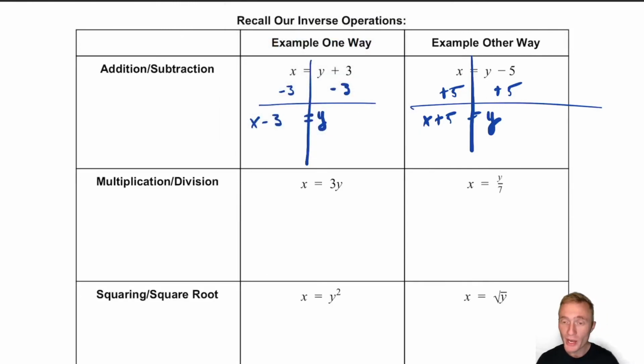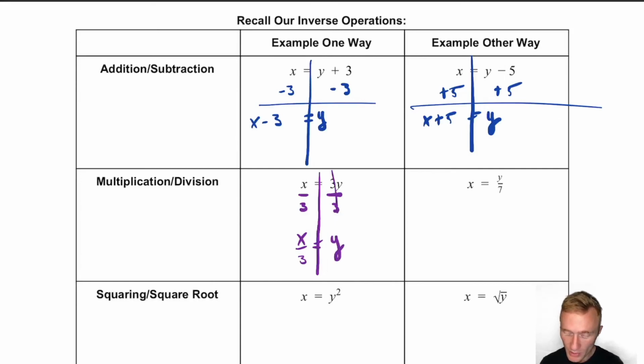Next pair, multiplication and division. To undo 3y, which means 3 times y, we do division. If you multiply by 3, then divide by 3, you are back where you started. So we divide both sides of the equation by 3. That leaves us with x over 3 equals, when the 3's become 1, x over 3 equals y.